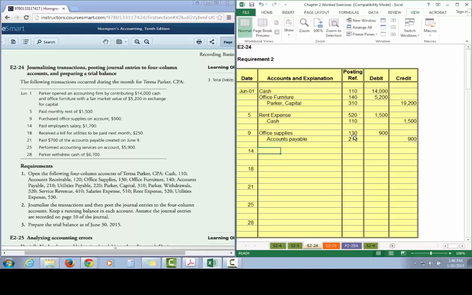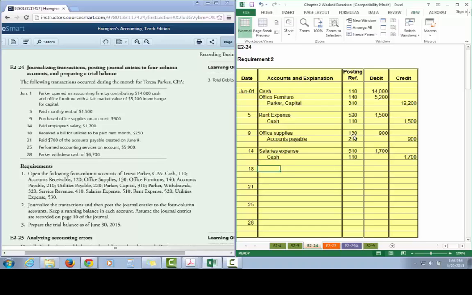Now on June 14th, it said we paid employees' salaries $1,700. Well, salaries are an expense. So we have salaries expense. It's account 510. It's $1,700 and we're paying it. So cash is leaving the company. Cash is leaving the business.